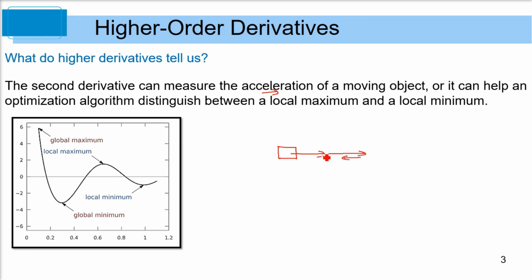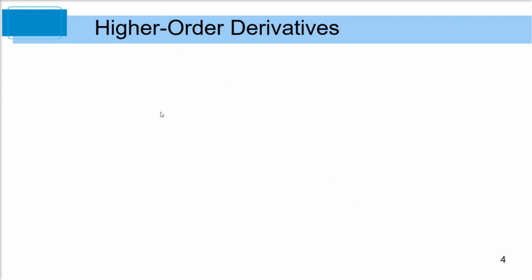The rate at which the speed changes can be calculated by this higher order derivative. There are different speeds, 100, 60, 20 like this. So there can be some global maximum, global minimum, but there can also be local maximum and minimum. That is governed by the higher order derivative.